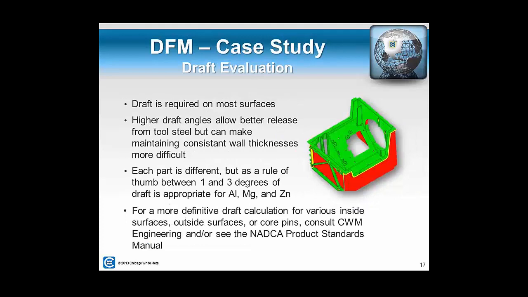So here we looked at the part from a draft standpoint, and as I mentioned, all die castings are going to require some amount of draft in certain areas. Depending on the alloy, that makes a difference on how much draft you need. Size of the feature has an impact on how much draft you need. So every case is different, but in this case, we took a look. We decided where draft needed to be, and how much in certain areas. As a rule of thumb, typically between 1 and 3 degrees of draft are required for a part. Again, it can be less than that in certain features, but that's a rule of thumb.